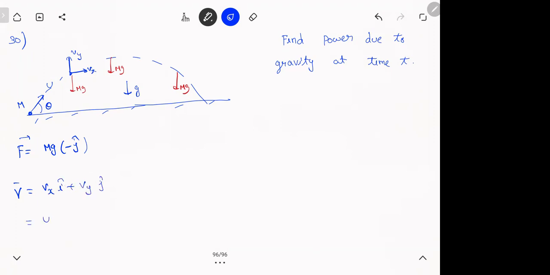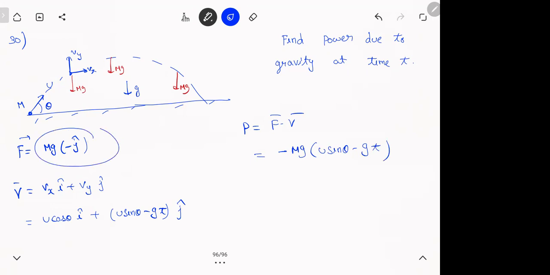Horizontal velocity will always remain same, u cos theta i cap. Vertical velocity will be u sin theta minus gt. Remember this velocity profile? Vertical component is u sin theta minus gt. Done actually. Power is what? Force dot velocity. There is only j component. So minus mg into (u sin theta minus gt). Single step, you get the answer. Because there is no i component here, only the j components get multiplied. Minus mg into (u sin theta minus gt).